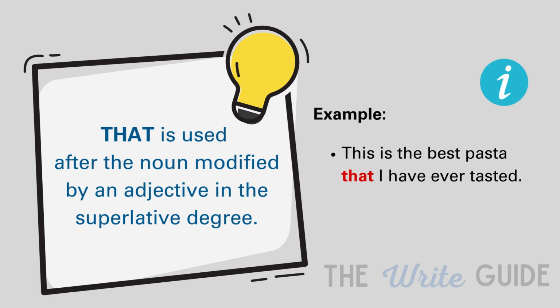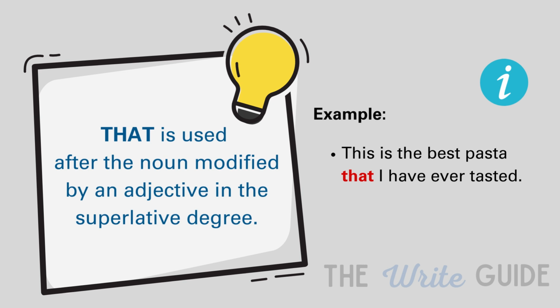To understand this better, let's choose an adjective. How about fast? Positive degree is fast. Comparative degree is faster, and superlative degree is fastest. So fast, faster, and fastest. Another one, say strong. So it's strong, stronger, and strongest. Again, we use that after the noun described or modified by a superlative adjective, okay?